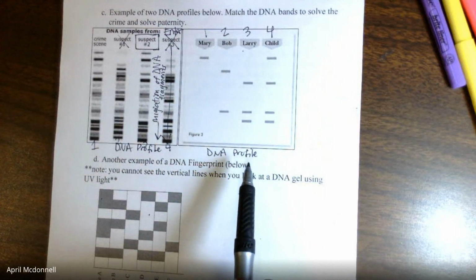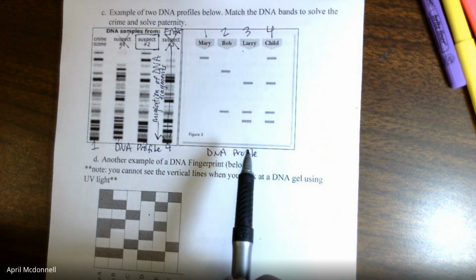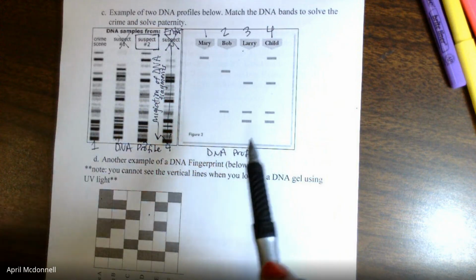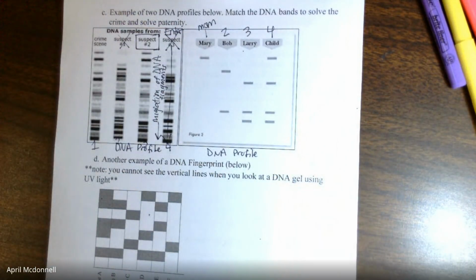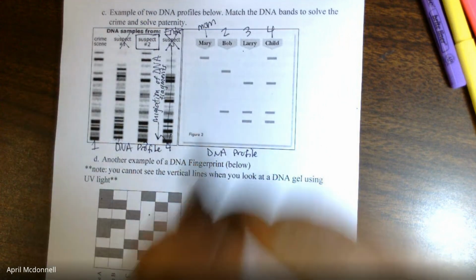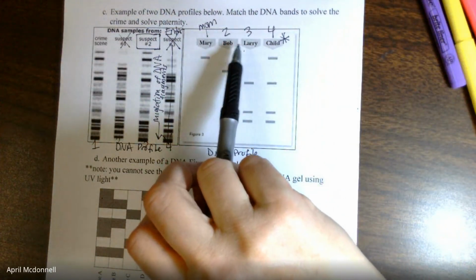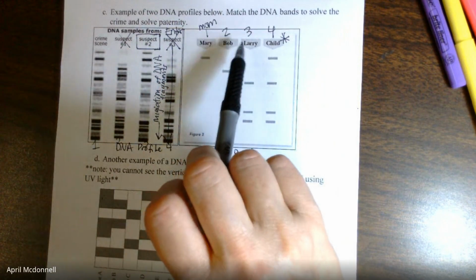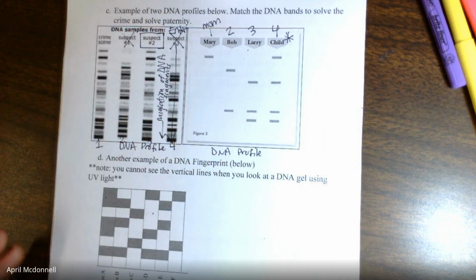In the second DNA profile, we are attempting to use the process called gel electrophoresis to produce a DNA profile in order to establish paternity. So we have mom's DNA, and we're going to go ahead and add that to lane number 1. And we have the child's DNA, and we also have 2 individual males, and we're trying to solve which male, Bob or Larry, will be the biological father according to the DNA.